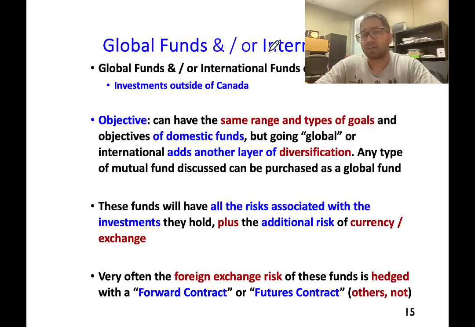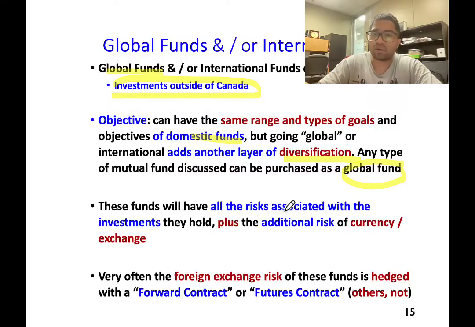Then there are global funds or international funds. Global funds, as the name suggests, make investments outside of Canada. What is the objective? They can have the same range of types of goals as a domestic fund, but going global or international adds another layer of diversification. Any of the mutual funds discussed can be purchased as a global fund. So they have growth global funds, normal global funds, or indexed, passive global funds too.